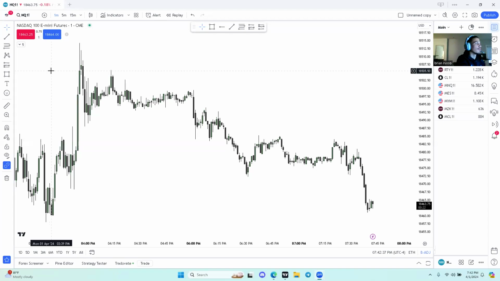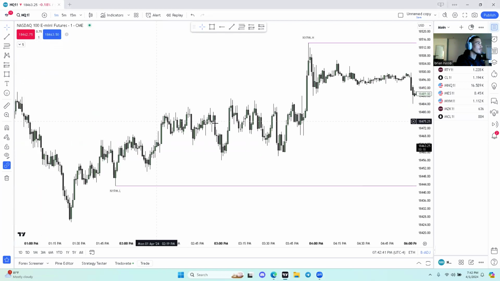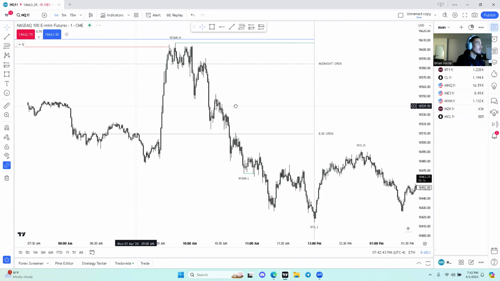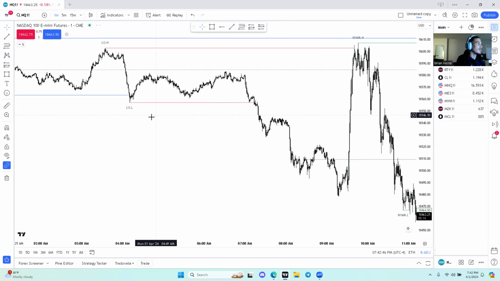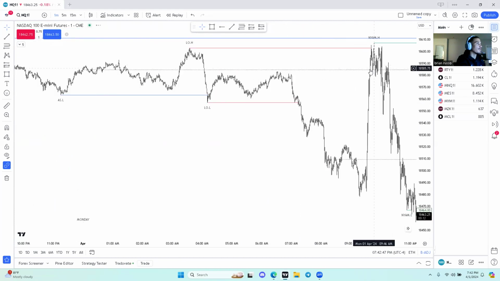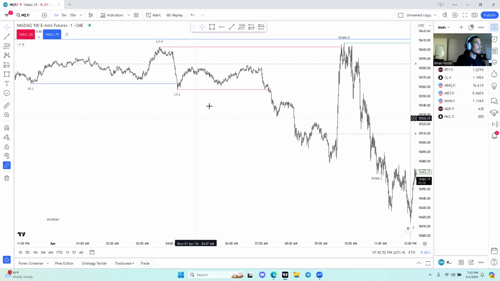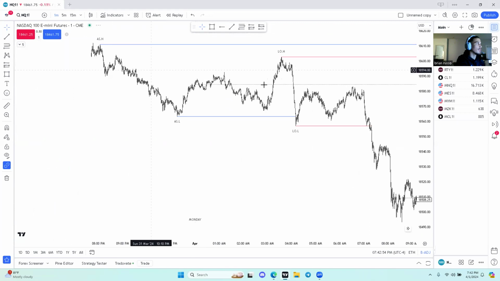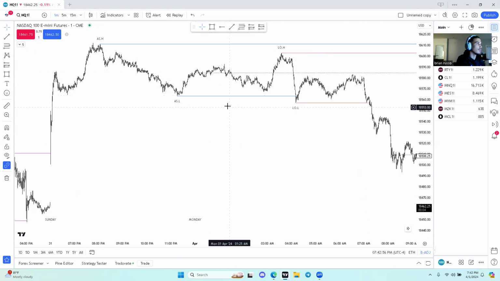Just wanted to go over important liquidity levels, so I'm gonna jump straight into it. The first one will be session liquidity. So session liquidity will be, if you're trading New York session like I try to, London high and London low will be most important. If you're trading London session, Asia high and Asia low will be most important.